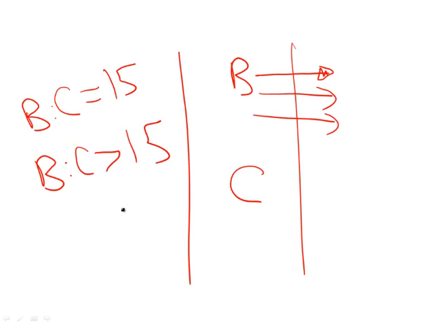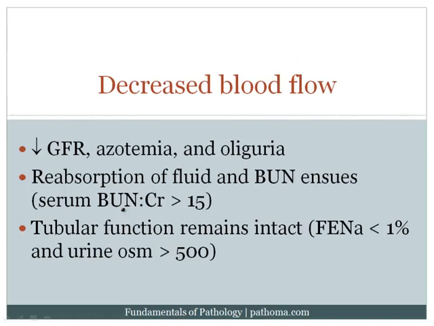And this is a particularly high yield point to be aware of, and that's why I've spent some time illustrating it. So let's go back, and what we say here in the text, we say that resorption of fluid and BUN will ensue, resulting in a BUN to creatinine ratio greater than 15. Now recall that in this particular case of pre-renal azotemia, we haven't damaged the tubules at all, and so therefore the tubular function will remain intact. And so the FeNA, or the fractional excretion of sodium, will be less than 1%, indicating that the tubules are able to resorb sodium. And similarly, the urine osmolality will be greater than 500, indicating that the tubules have the ability to concentrate the urine.